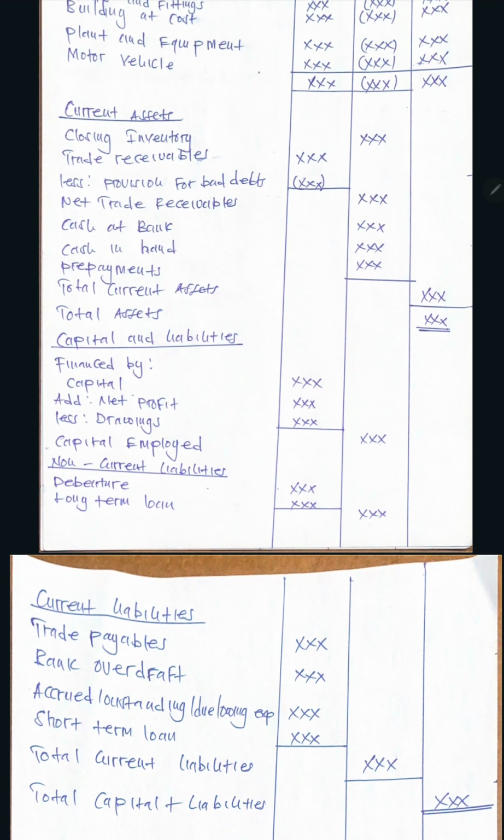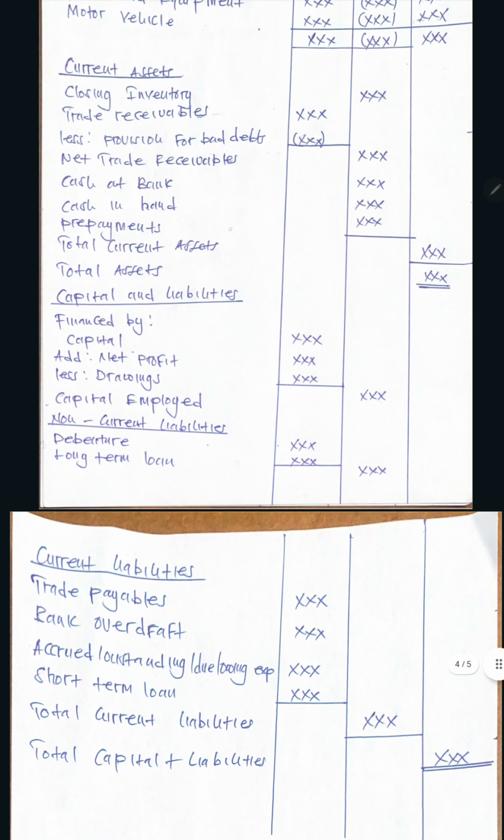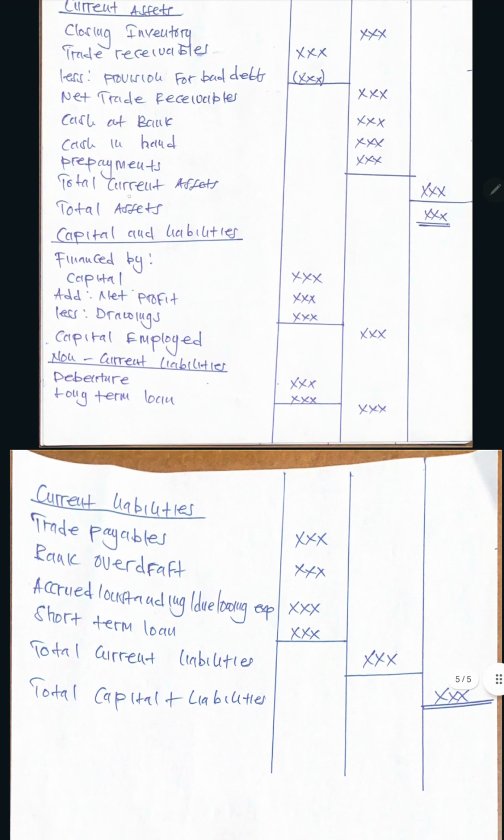So the closing inventory is always given under the adjustments. That's one you always put here. And then from trade receivables, the provision for bad debts is the closing provision, the one you find under the adjustments, not the one in the trial balance. That's the one you always subtract from here, and then you get your net receivables. And just like that, cash at bank, cash in hand, any prepayments that you have, accrued income, also put here under current assets. Then you get the total; you say total current assets and put it there.